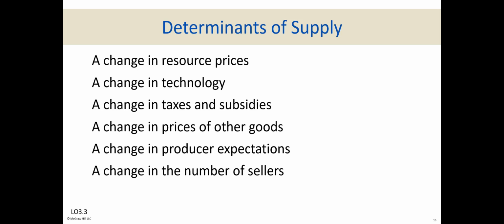So if subsidies are increased on a specific product, supply increases. Instead of the government taking money from the businesses, the government is subsidizing, giving more money. If subsidies are decreased on a specific product, supply decreases. The fourth one is a change in price of other goods.